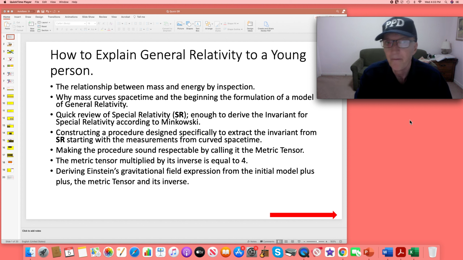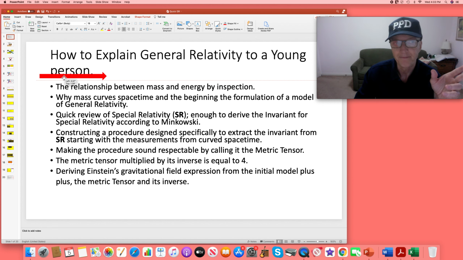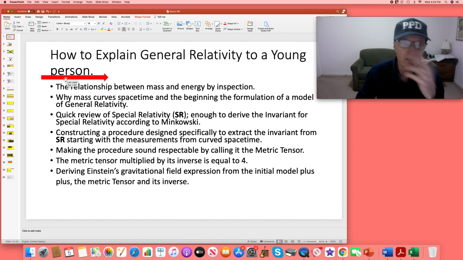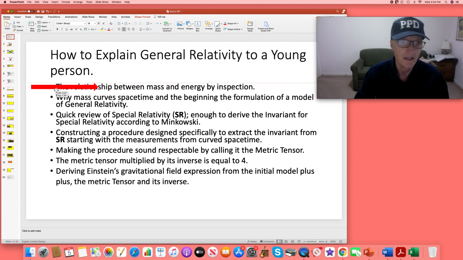Einstein used to say that if you really understood general relativity, you could explain it to a very young person. So let's do that. First, we're going to show the relationship between mass and energy, the famous E equals mc squared, but we're going to derive it by inspection, so that we understand where it comes from.